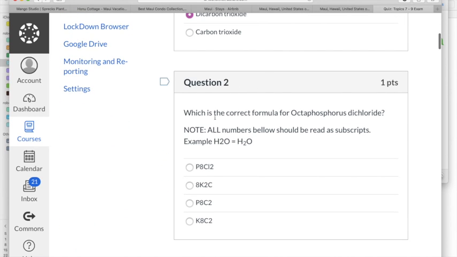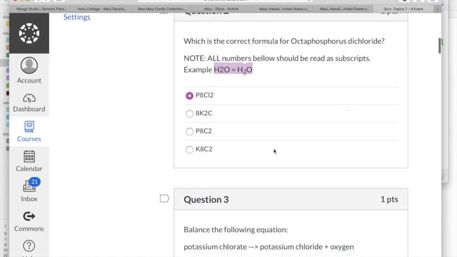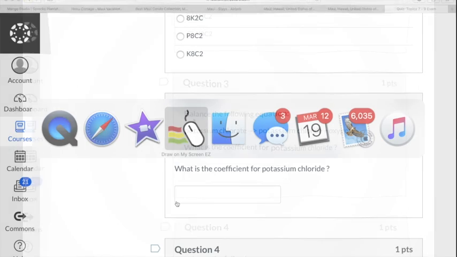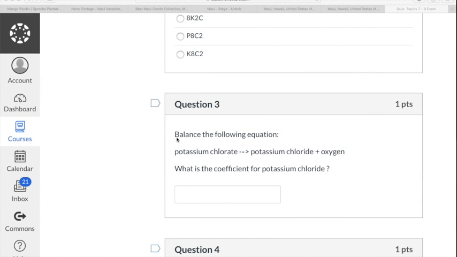Same here. Which is the correct formula for octaphosphorus dichloride? So octaphosphorus, P is phosphorus, octa is 8, and then dichloride, Cl and 2, so chloride, and there's 2 chlorides. Remember, these numbers are supposed to be subscripts, like it says right there. So octaphosphorus dichloride. Need to know how to name all these things. We are on number 3.